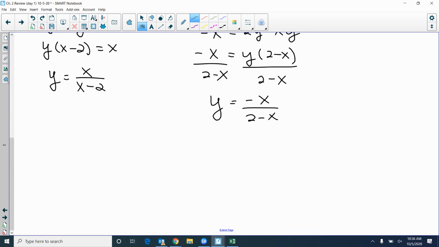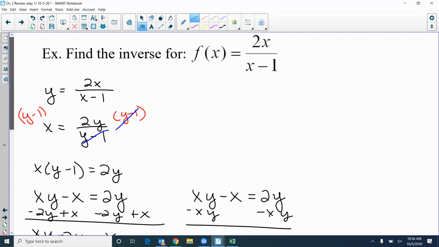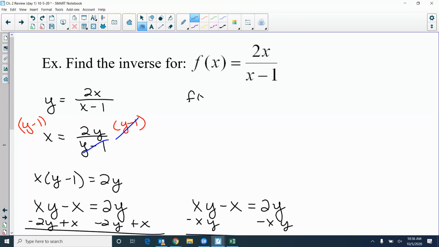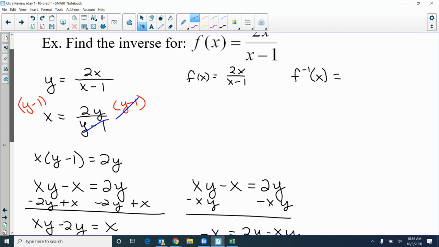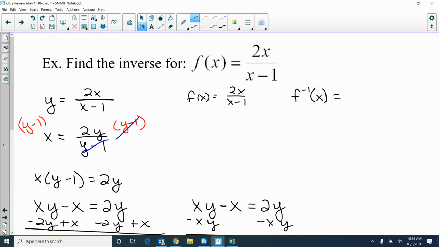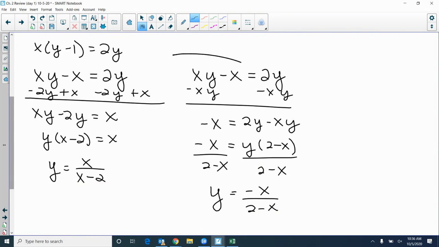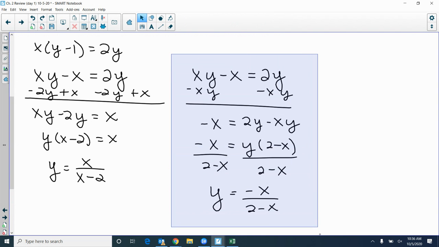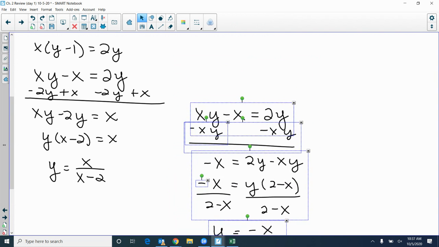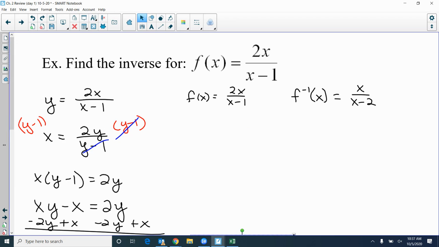Okay. All right, now domain and range. Let's go f of x equals 2x over x minus 1. f inverse of x equals x over x minus 2. I'm just going to shift that down a little bit. All right, go ahead and list the domain and range.